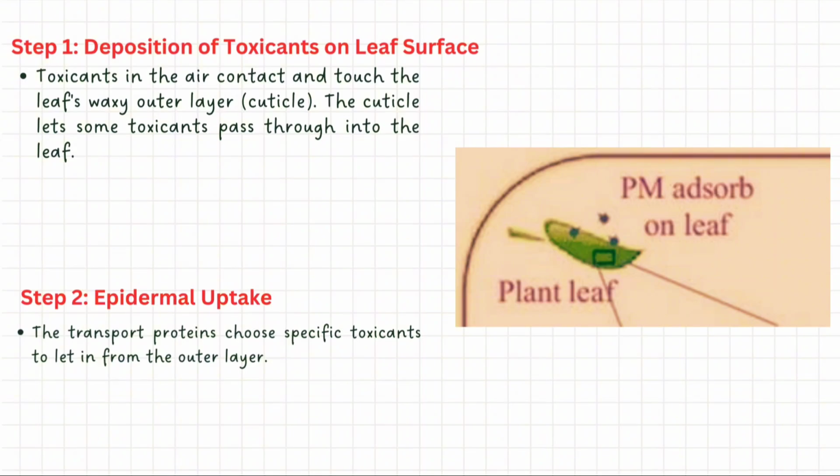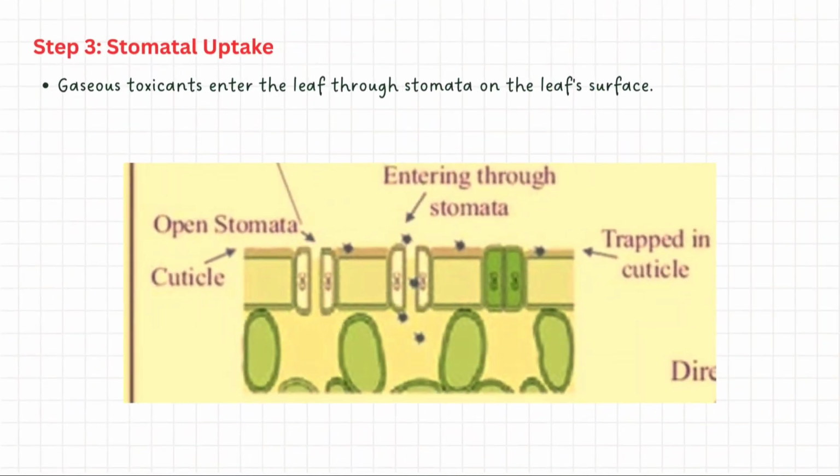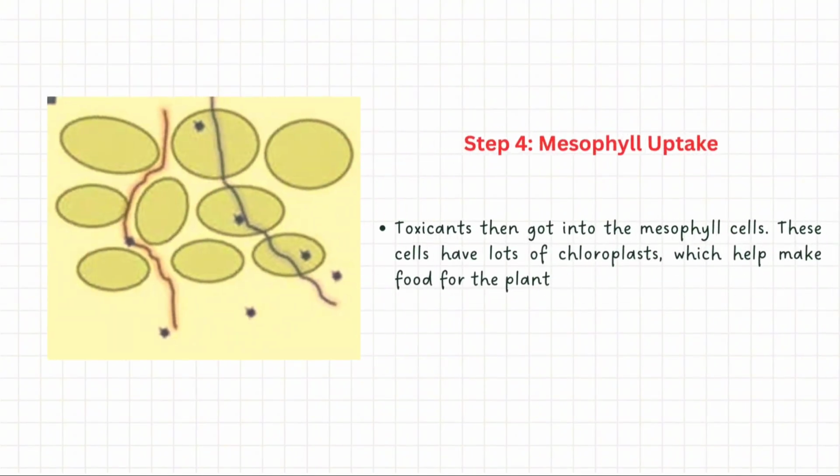Step 2, epidermal uptake. The transport proteins choose specific toxicant to let in from the outer layer. The third step is stomatal uptake. Gaseous toxicant enters the leaf through stomata on the leaf surface. In other ways, some toxicant will be trapped in the cuticle. Step 4, mesophyll uptake. Toxicant then gets into the mesophyll cells. These cells have lots of chloroplasts which help make food for the plant.